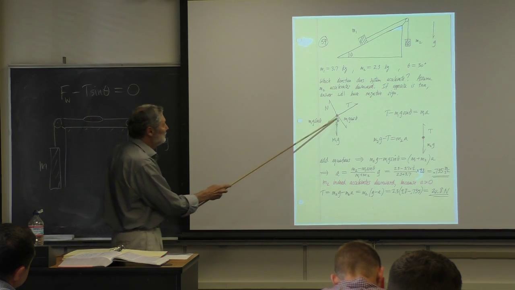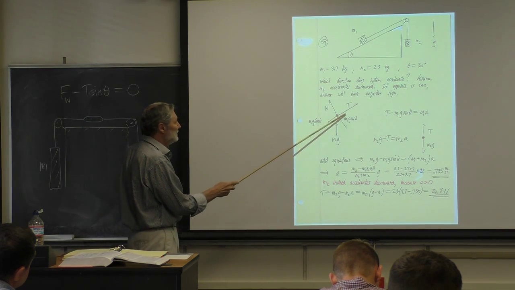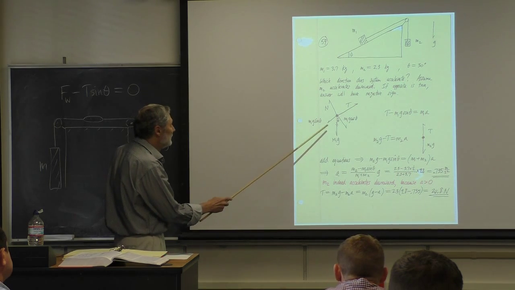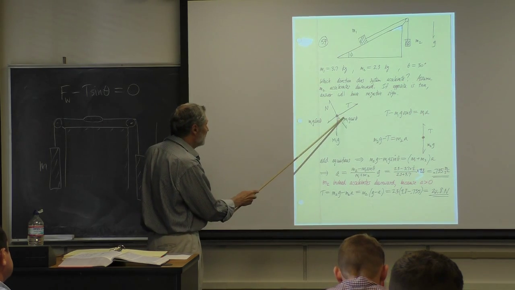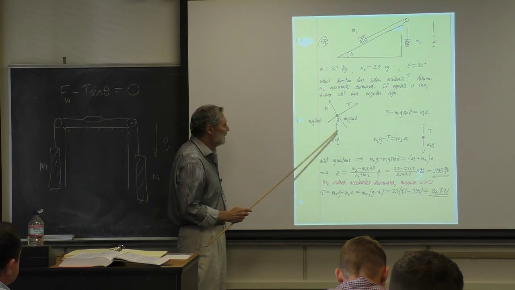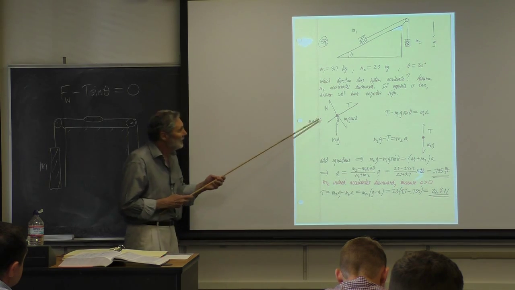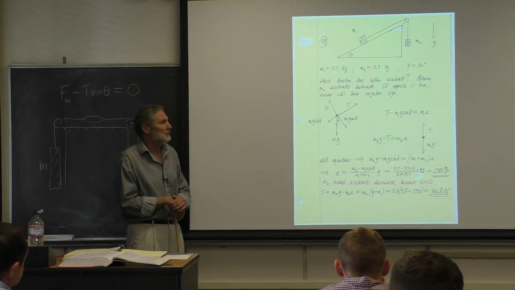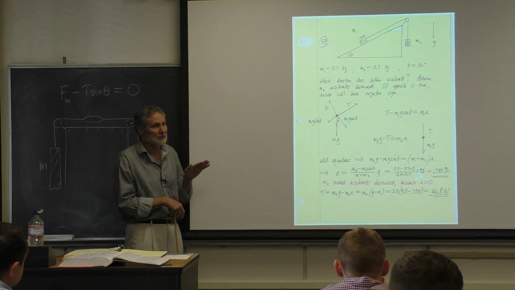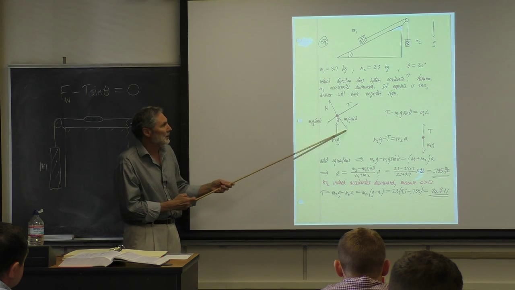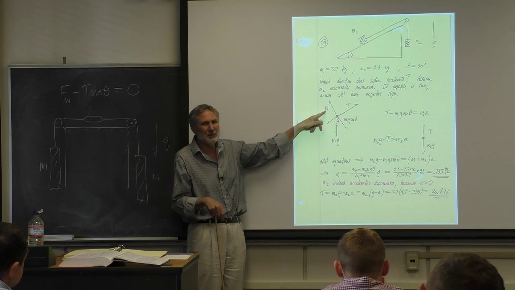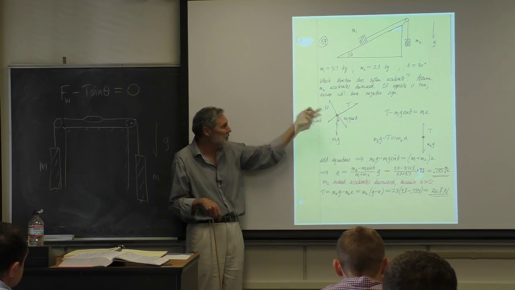Now N is perpendicular to the surface. T is parallel. So I'm done with the force diagram, and now I write down Newton's second law. What's happening perpendicular to the surface? What's got to be true? There's no acceleration, so these forces have to balance. I didn't even write that down. All that tells us is what the normal force is, and we don't care in this problem.